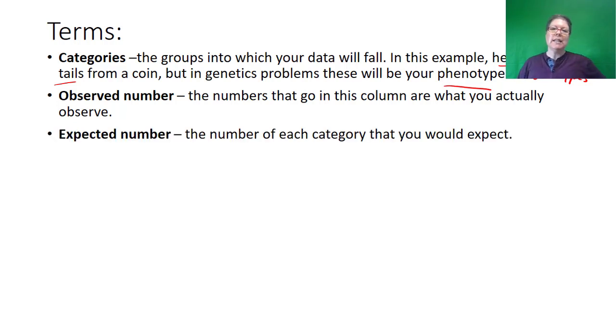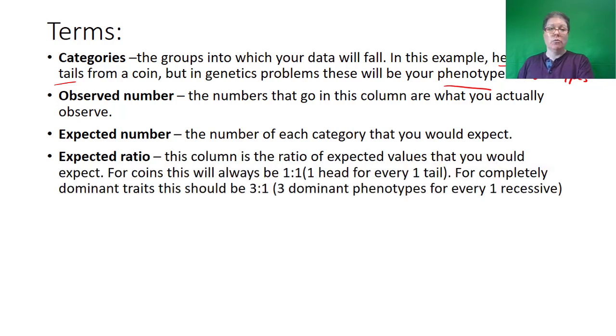The next one is the expected number. This is what you expected for the numbers for each one of those categories based on the expected ratio. Right, the expected ratio column, this is where you decide, okay, what do I expect? All right, if this is a monohybrid cross, this is how I think. I close my eyes, I see it in my head.